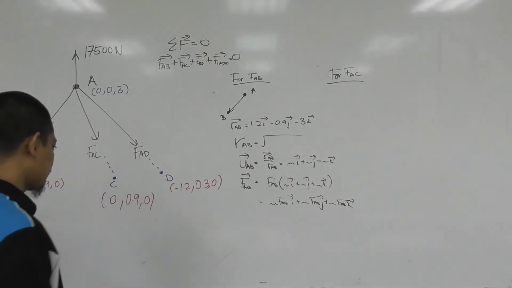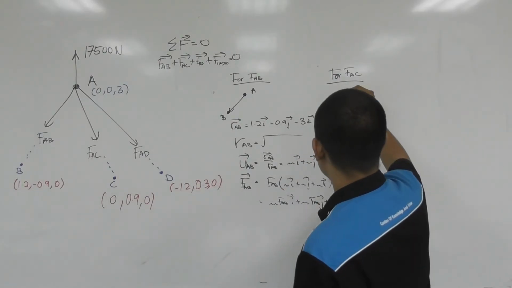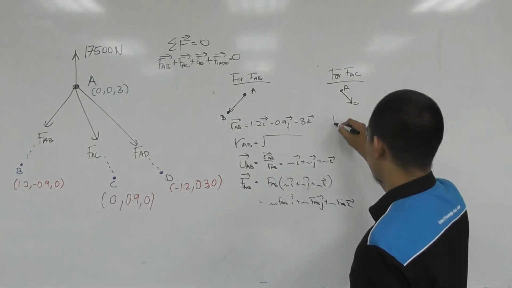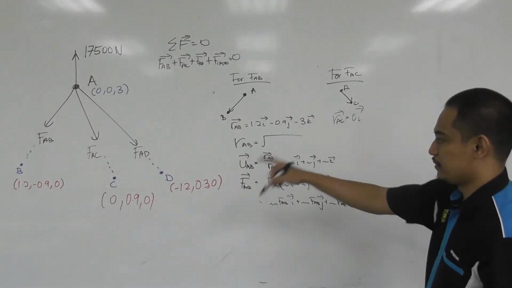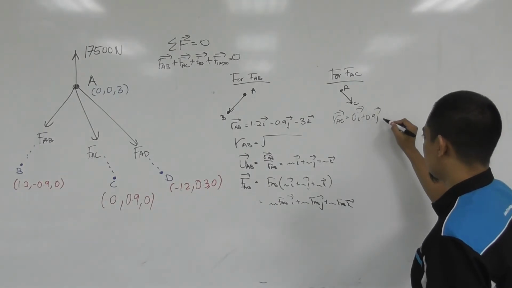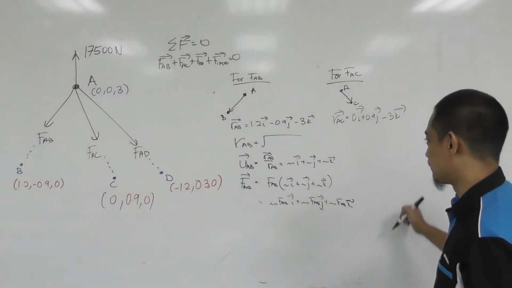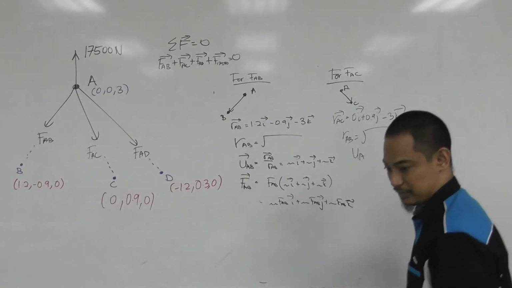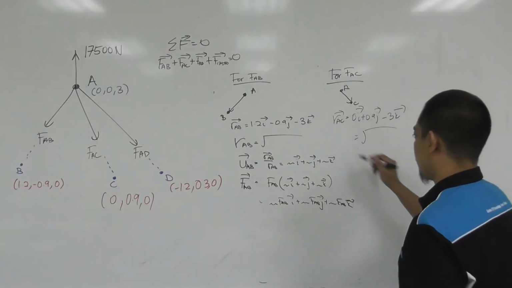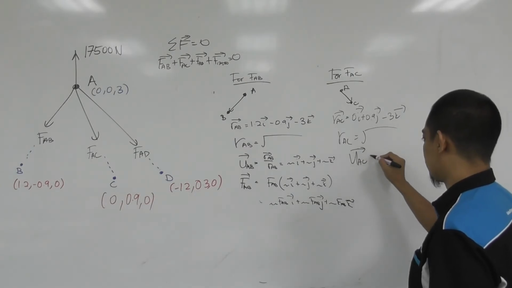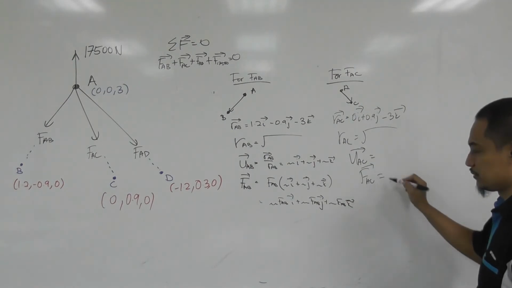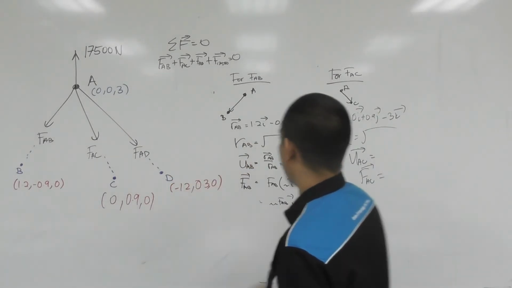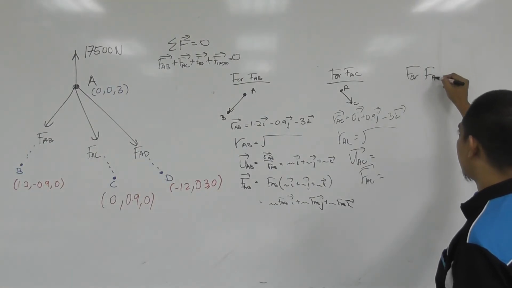But anyway, next is FAC. From A to C, and we have the coordinates there, so I'll just use that. So RAC: 0 minus 0 is 0i, and then plus 0.9j, and then minus 3k. That's the position vector. The rest is exactly the same steps: square root of everything, the unit vector UAC from RAC, and then the FAC vector. If you understand one step, it's basically just repetition using new values for each corresponding one. So you repeat for FAD.